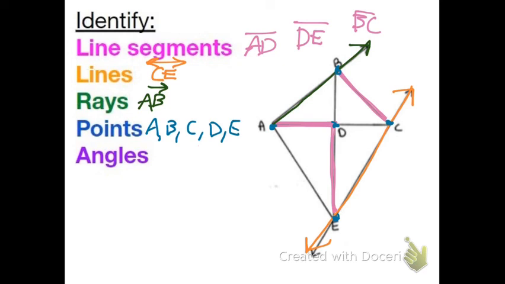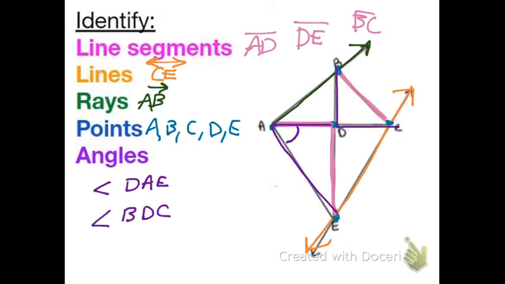And then angles, that was just for fun today to add that to the lesson. But I see lots of angles. Like I see an angle right here. So that angle is DAE. There's tons of angles, like tons. BDC. And that's a right angle. So lots of different angles you could have found as well.